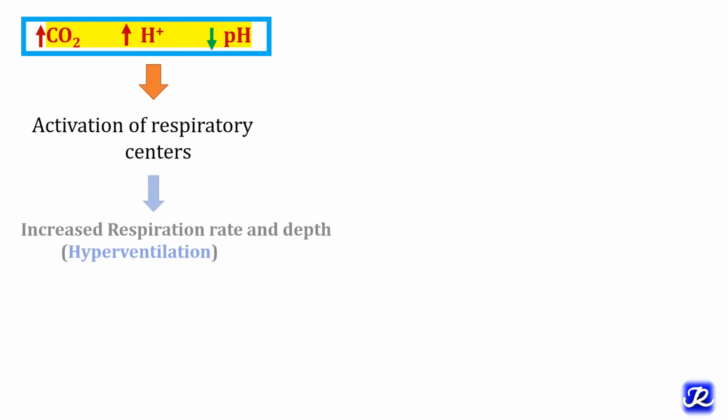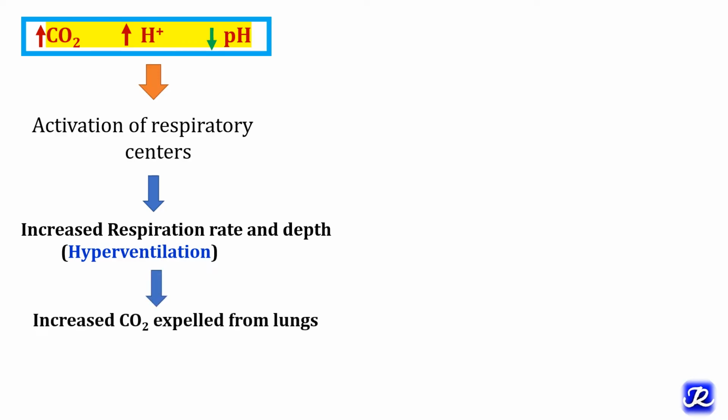Increased carbon dioxide level, increased hydrogen concentration and decreased pH stimulates the respiratory centers. It results in increased respiration rate and depth. It is called as hyperventilation, and which ultimately leads to increased CO2 expelled from lungs. So the removal of carbon dioxide from lungs results in decreased concentration of carbon dioxide.